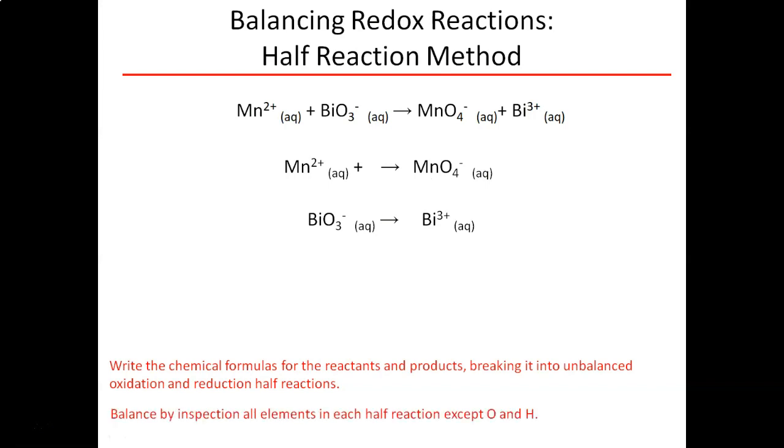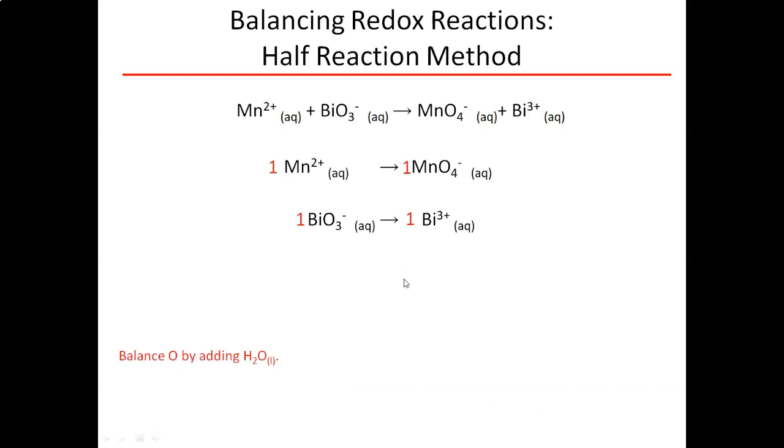So my first step will be to balance everything except for oxygen and hydrogen. I have one manganese, one bismuth, one bismuth, so I can place my ones. In chemistry we don't write the ones, but I'm putting them for now so that we understand what's going on. Now I'm going to balance oxygen by adding water, just like we did before. Here I have 4 oxygens and none over here, so I'm going to add 4 water. Here I have 3 oxygen and none over here, so I'm going to add 3 water.